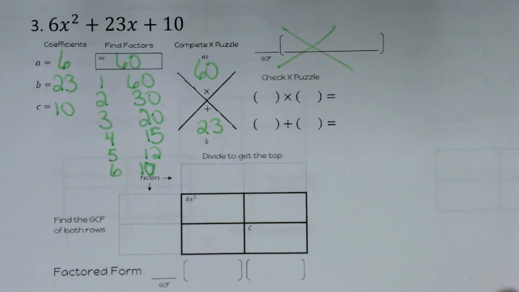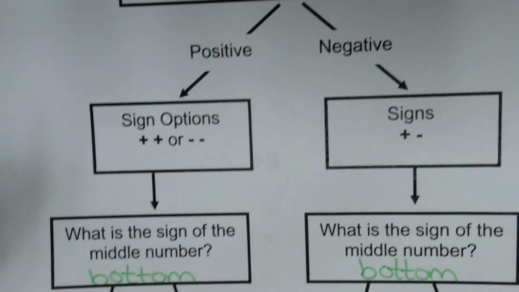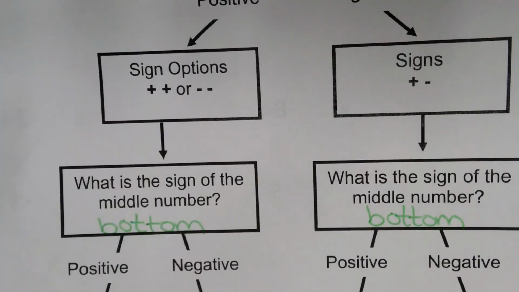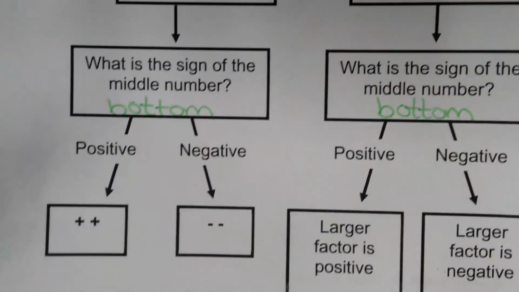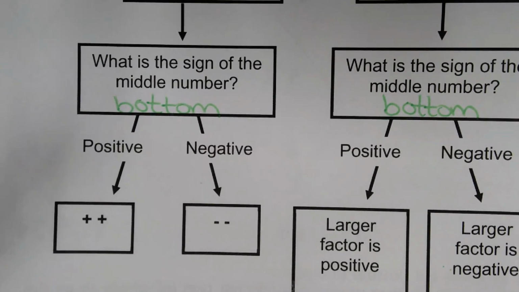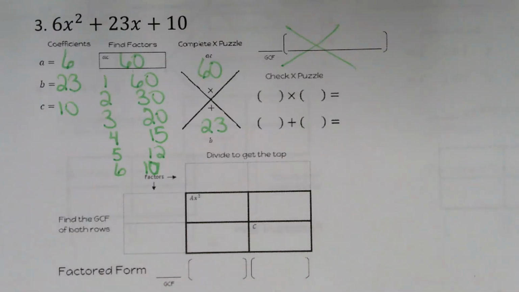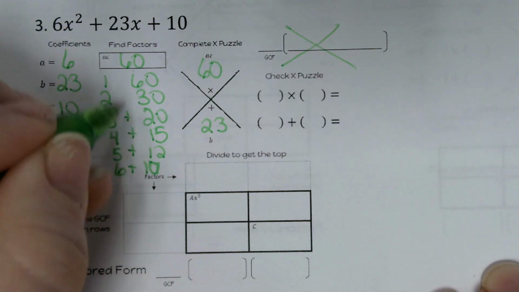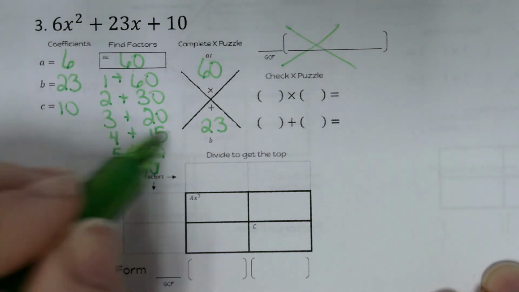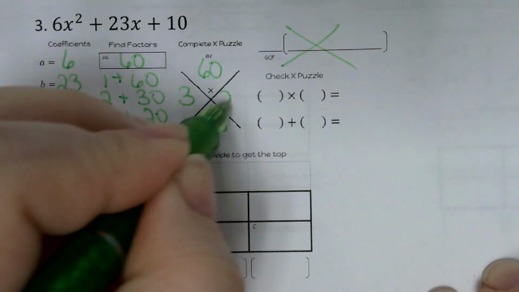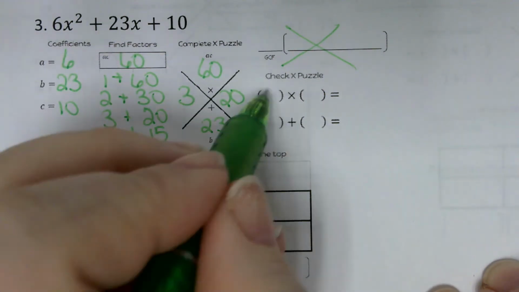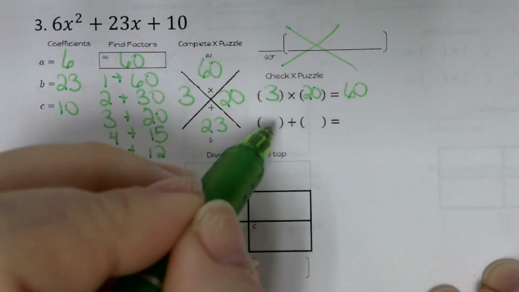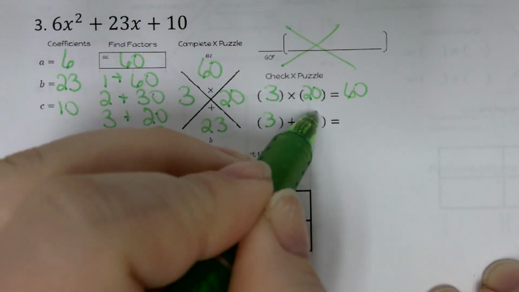According to the factoring flowchart, the sign of the top number is positive, so I'll use either plus plus or minus minus. The sign of the bottom number is also positive, so I'll use 2 positives. Which pair will add together to be 23? That would be the 3 and 20. Double check that 3 times 20 does give me my 60, and 3 plus 20 gives me my 23.